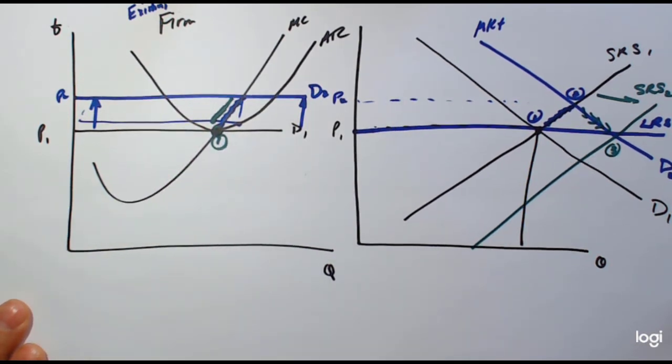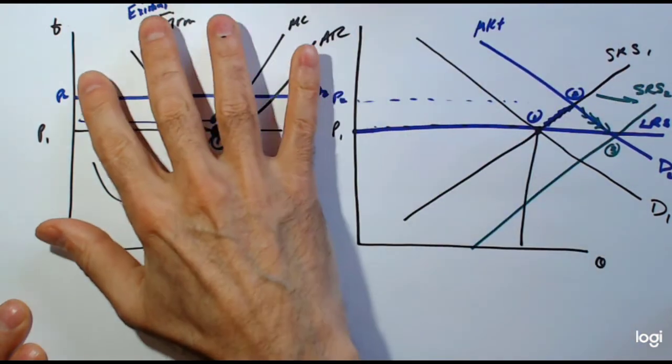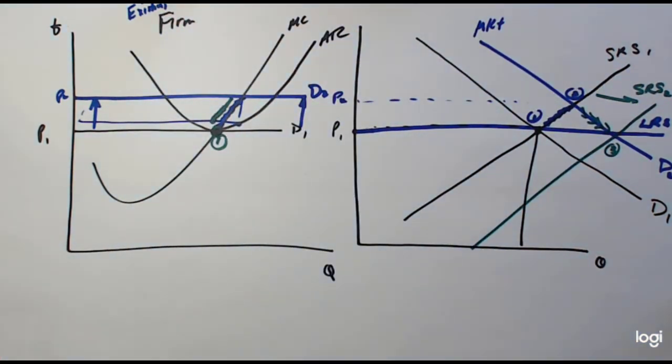So what I'm inviting you to do is actually graph this out. Don't look at the video. See if you can duplicate these existing graphs and be able to explain the process of a decrease in demand for the market and how it affects an existing firm's profits and the mechanism to get us back into a long-run equilibrium.